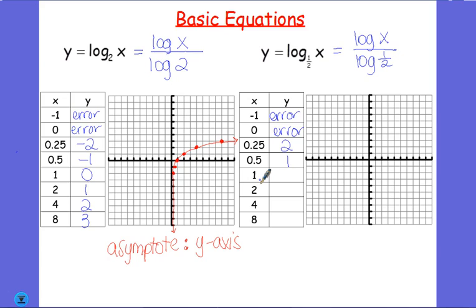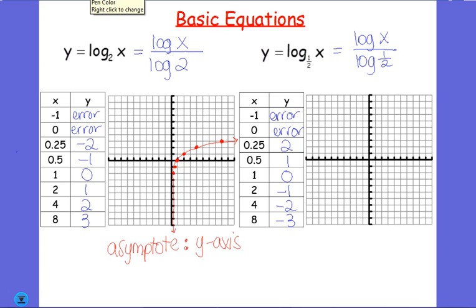So for this one, log of 1 divided by log of 1/2 is 0. Log of 2 divided by log of 1/2, you should have gotten -1. Log of 4 divided by log of 1/2, you should have gotten -2. And log of 8 divided by log of 1/2, you should have gotten -3. So let's see what this graph looks like.